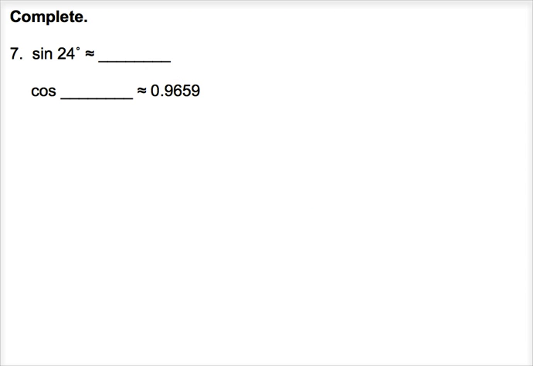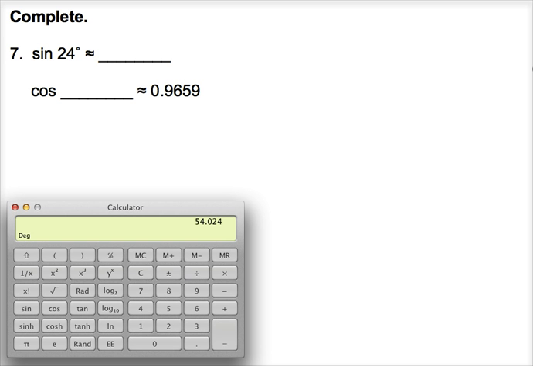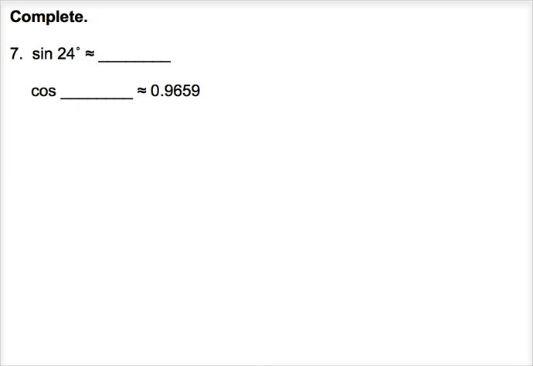Complete the sine of 24 degrees. You can either look this up in the table of values or go back to your calculator and make sure it's in degree mode and type in the sine of 24 degrees. We're going to round off to 4 decimal places so it would match if you were using the table of values. And I get 0.4067.